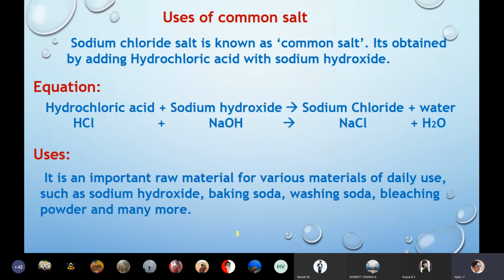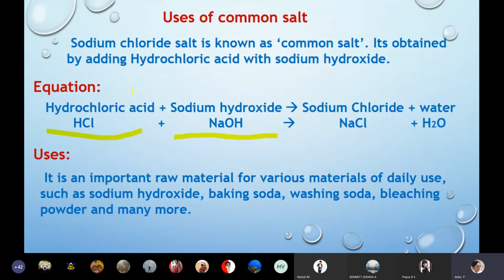So we are going to see the uses of common salt. Common salt is nothing but sodium chloride. This common salt is a neutral salt because it has been prepared using hydrochloric acid and sodium hydroxide. Hydrochloric acid is a strong acid. Sodium hydroxide is a strong base. When there is a reaction between a strong acid and a strong base, that results in the formation of a neutral salt. So that is what is called sodium chloride.